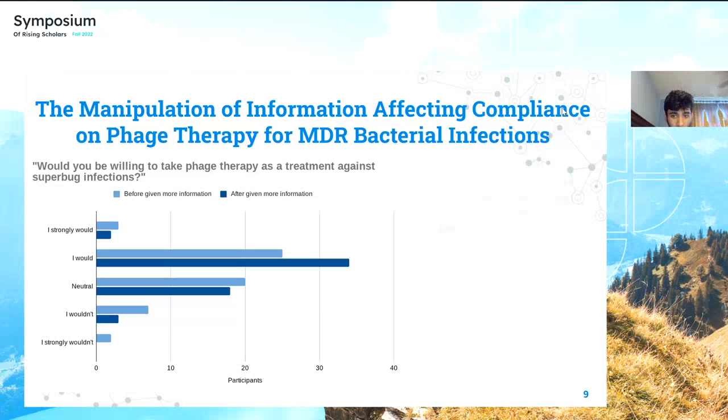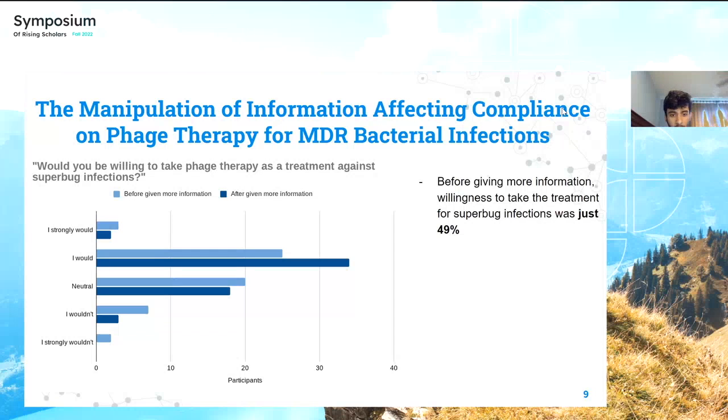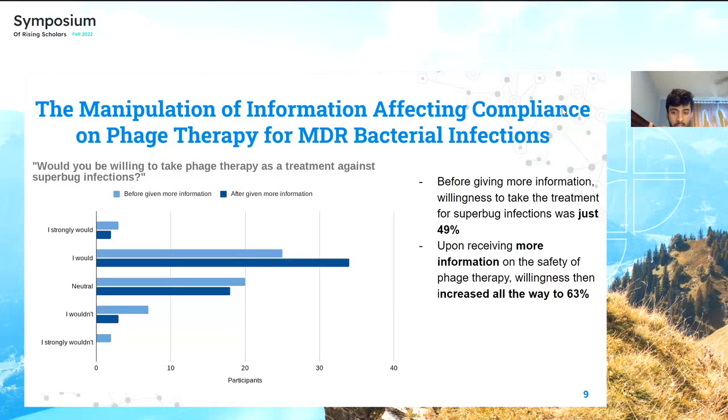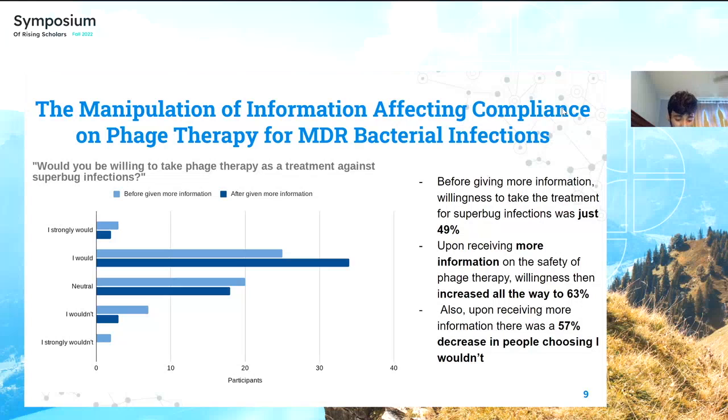From this, before giving more information on it, there was a generally high number of people willing to get it. There were 49% of people in support of it. After giving more information relating to safety and its effects rather than more scientific answers, this comfortability increased all the way to 63%, and there was a 50% decrease in people choosing I wouldn't.